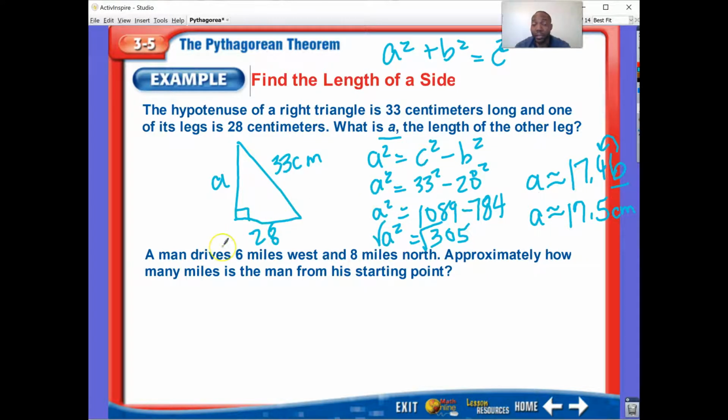All right, the next one says a man drives 6 miles west and 8 miles north. Approximately how many miles is the man from his starting point?